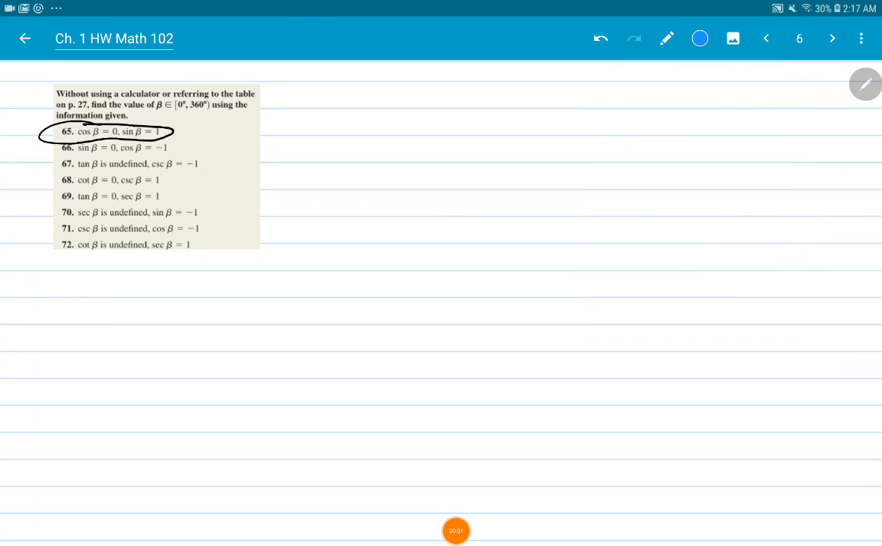Okay, so for section 1.3, number 65, without a calculator, we need to find the angle between 0 and 360 with this information. So I have cosine of beta equals 0. And I know that cosine is equal to x over r.